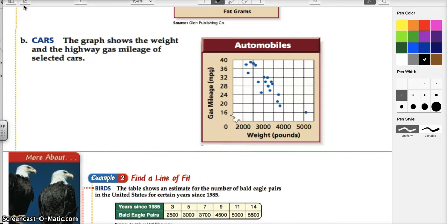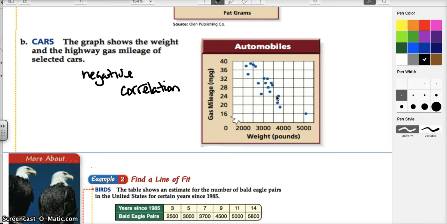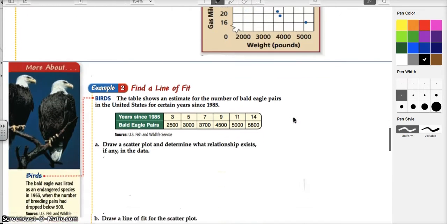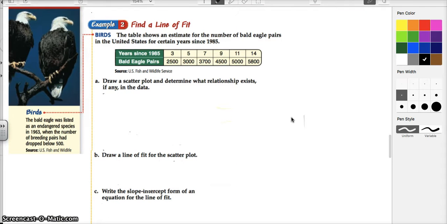Part B, we're looking at the graph that shows the weight and the highway gas mileage of selected cars. It looks like the cars that are pretty light have a higher gas mileage. They seem to be more efficient, and that seems to be the trend. As the weight increases, it seems like there is a decrease in gas mileage. So this relationship seems like it has a negative correlation. There seems to be a negative slope to the data there. Let's go on.